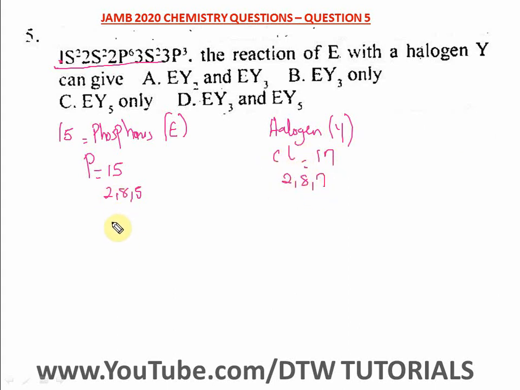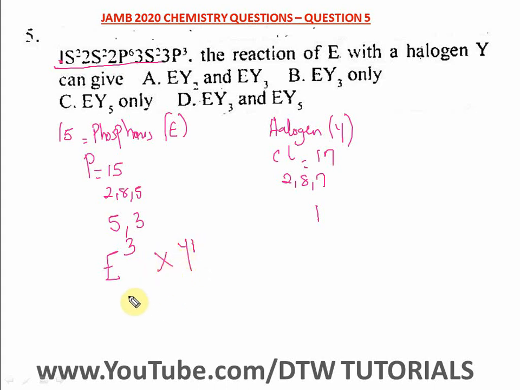Now, what's the valency of this? This has valency of 5 and 3. This has valency of 1. The valency is the combining power of an element. So when this and this want to react, for instance, you would have this having valency 3 reacting with Y.